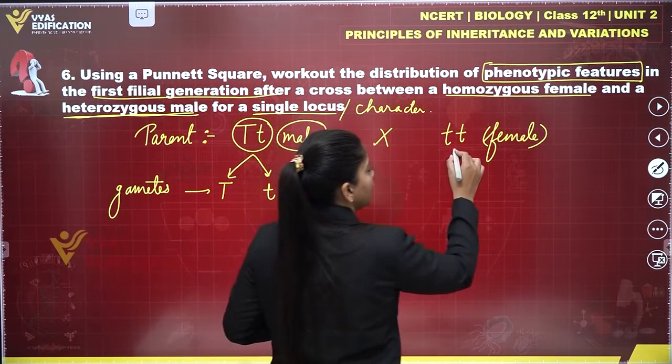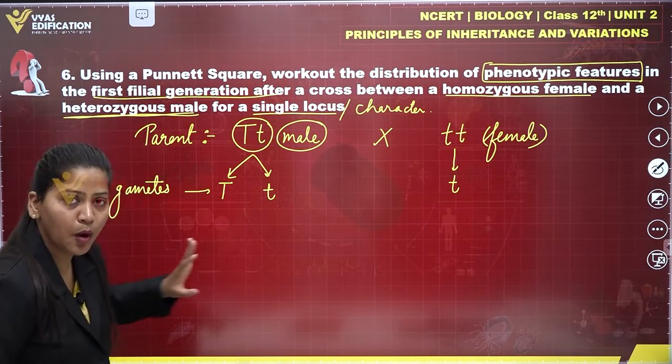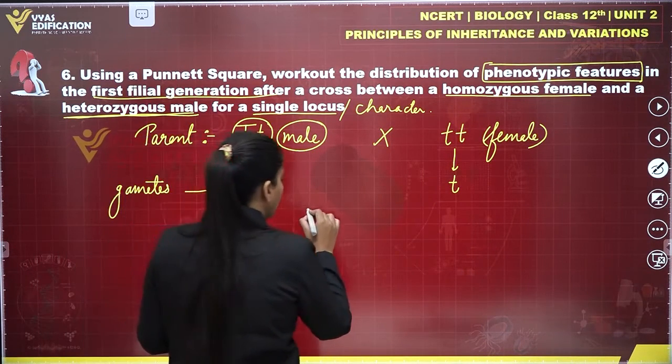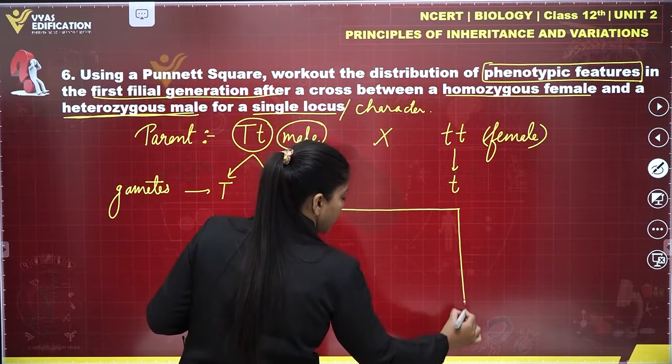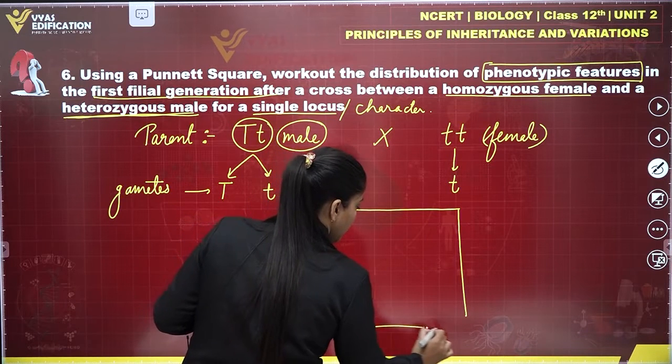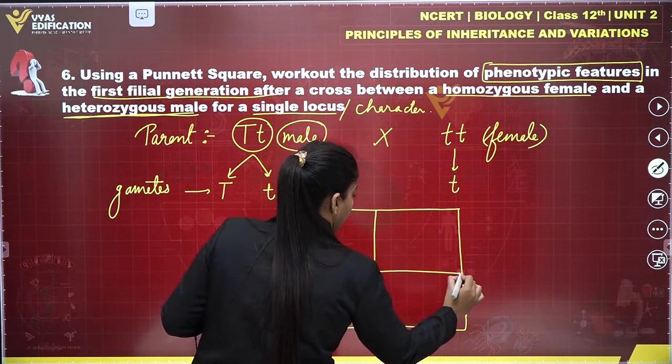And this female is going to make only one type of gamete, that is small t. Alright, now we are going to make a Punnett square over here. We are going to fuse these gametes with each other.